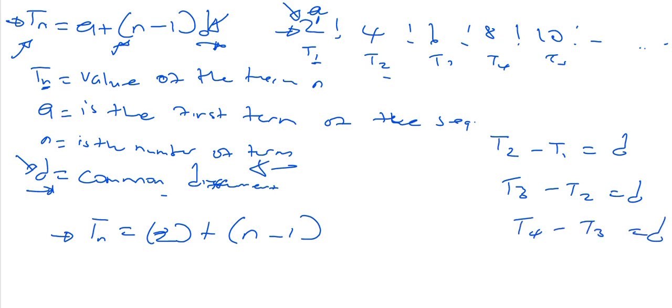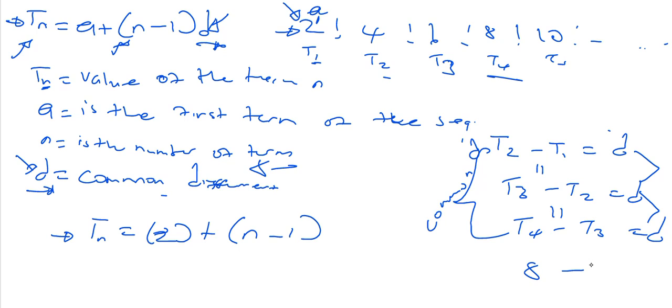So this is how we find our common difference. It doesn't change. So these are all equal. I hope you understand that. Let's take T4 minus T3. T4 is 8, and T3 is 6. 8 minus 6 is going to give us 2. So our common difference here is 2.